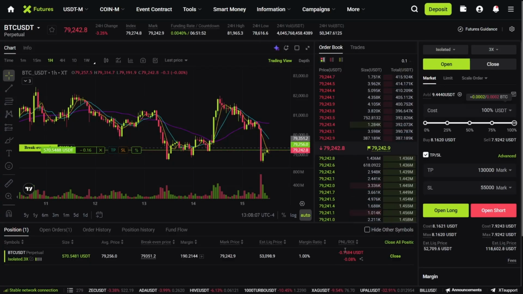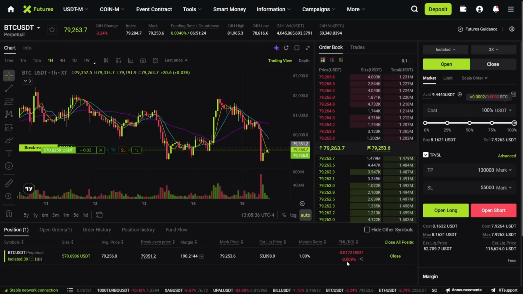Then we have P&L and ROI. Right here shows your profit or loss on the trade. We can see we are in the red, so we are a bit down. The P&L shows the dollar amount, while the ROI shows the percentage return based on your margin.